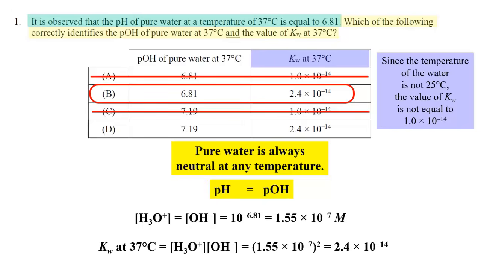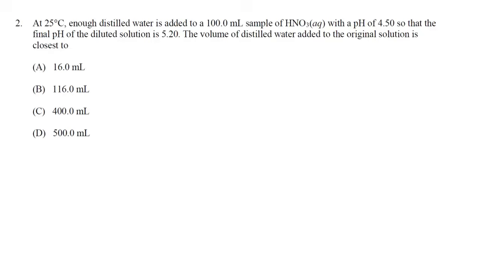I'm just showing you at the bottom of this slide that if we take 1.55 times 10 to the negative 7 and we square that number, then we will get the value of Kw at this particular temperature. And so it does work out to be 2.4 times 10 to the negative 14. Okay, now that you know that the answer to question 1 is choice B, let's take a look at question 2.